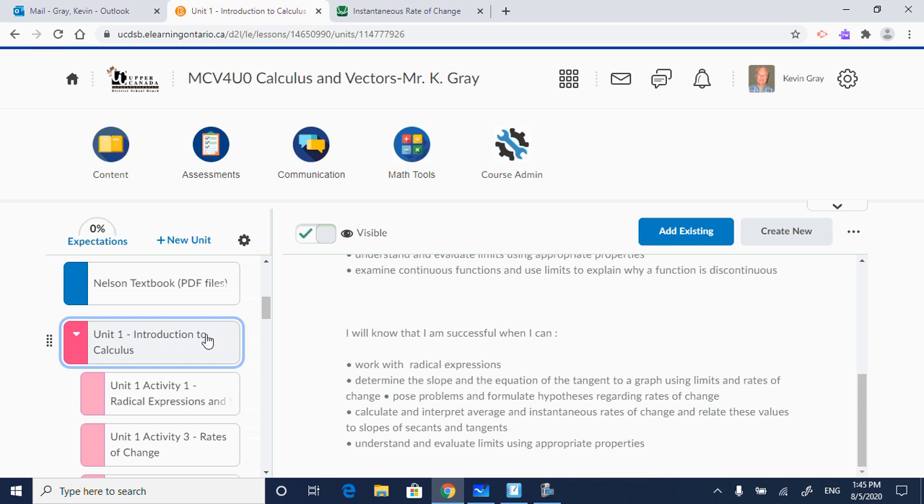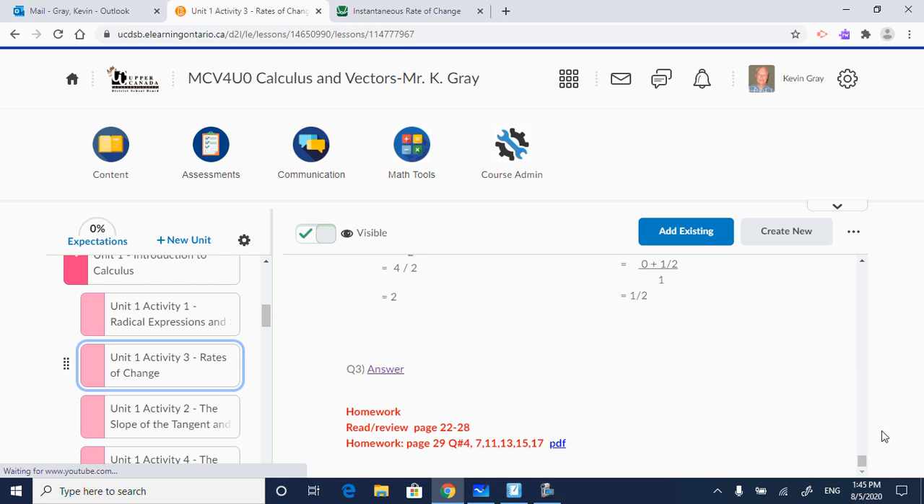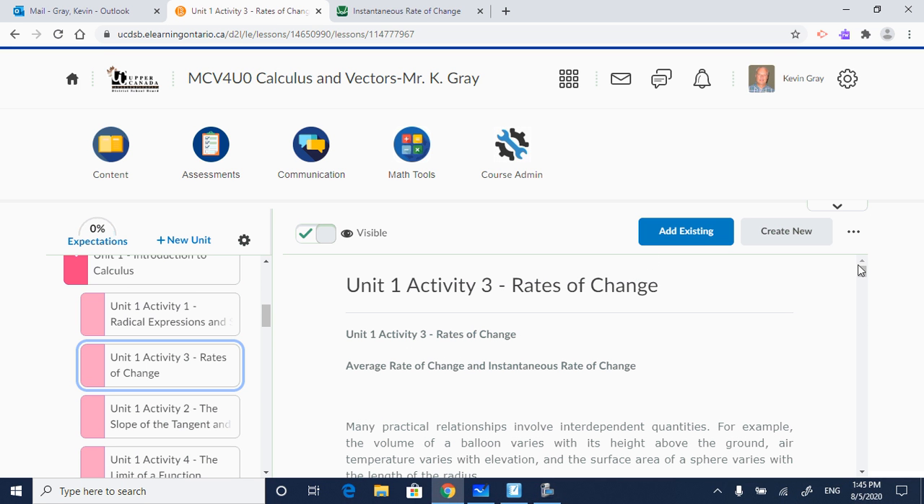We finished 1.1 yesterday, talked about radical expressions and simplifying conjugates and working with some rational expressions. So we're going to talk about Unit 1, Activity 3 today, rates of change, and this really builds on a lot of work that you did in advanced functions. So it's going to be a relatively quick lesson and talk about rates of change from a different perspective.